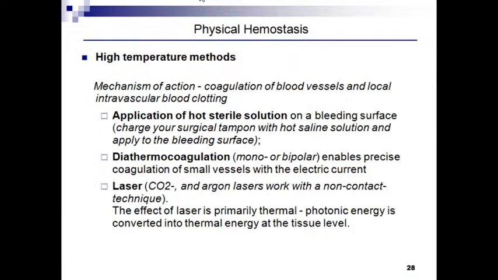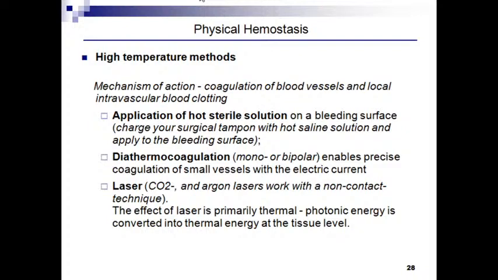Hot temperature methods. Application of high temperature should be from 60 to 100 degrees. Mechanism of action of high temperature: coagulation of blood vessels and local intravascular blood clotting. Coagulation of blood by high temperature. Few techniques of application of heat. First, application of hot sterile solution on a bleeding surface. The technique is to charge your surgical tampon with hot saline solution and apply to the bleeding surface. The method is very useful for hemostasis in parenchymatous organs.